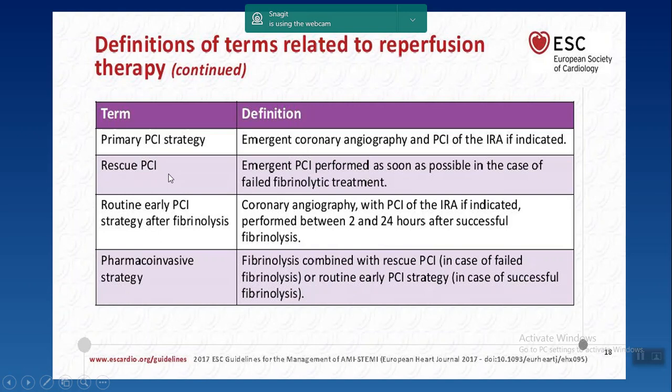Rescue PCI means that the patient had received fibrinolytic treatment and it was not successful, and then emergent PCI was performed. So we call it rescue PCI. Routine early PCI strategy after fibrinolysis means coronary angiography with PCI to the infarct-related artery that is performed between 2 and 24 hours after successful fibrinolysis. Pharmacoinvasive strategy is a broader term that includes both rescue PCI and routine early PCI after fibrinolysis. So these are the definitions related to the management of STEMI.